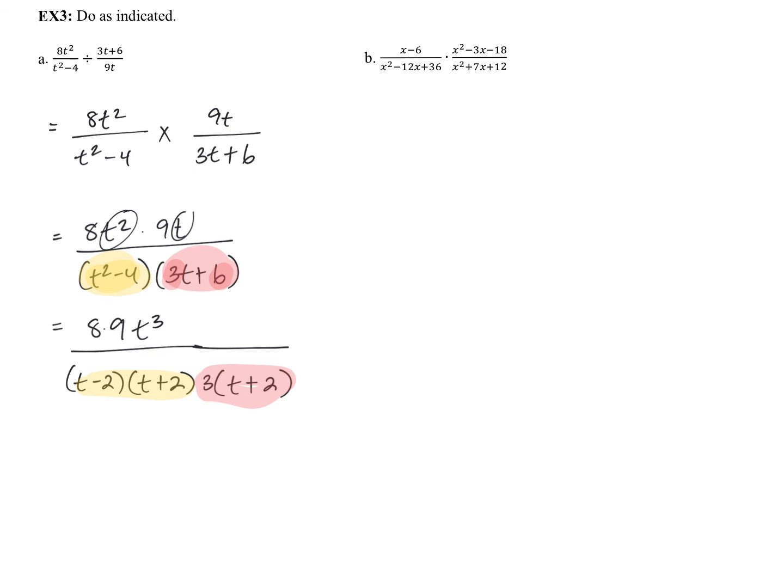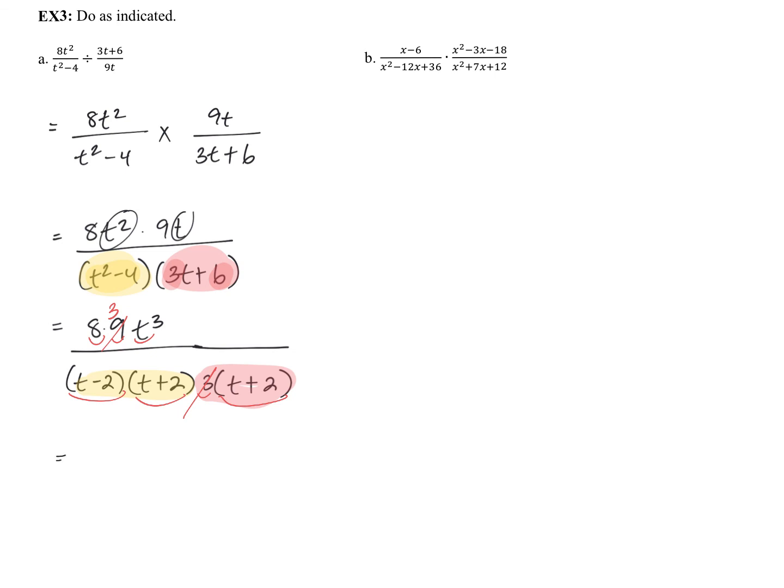So how many factors do we have? We have 1, 2, 3, 4, 5, 6, 7 different factors. Can any of them simplify? Well, the 3 and the 9 can be simplified, so we're left with a 3. And then can anything else in the numerator simplify? No, that's it. It's a little disappointing, but that's all that we can simplify.